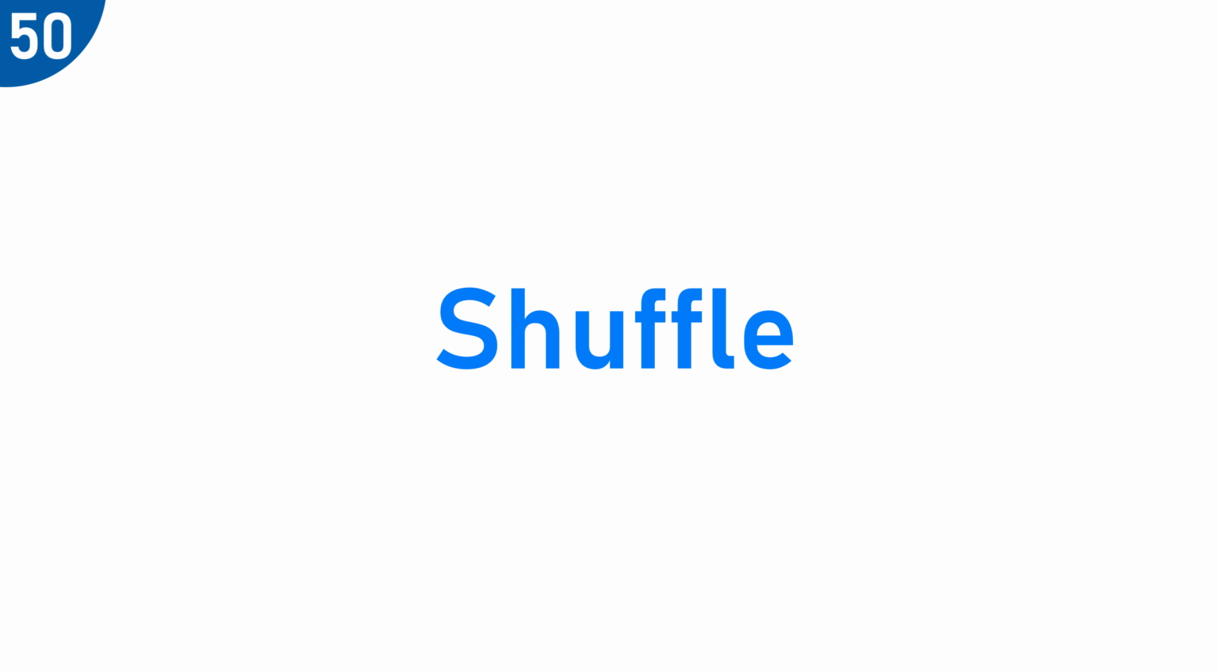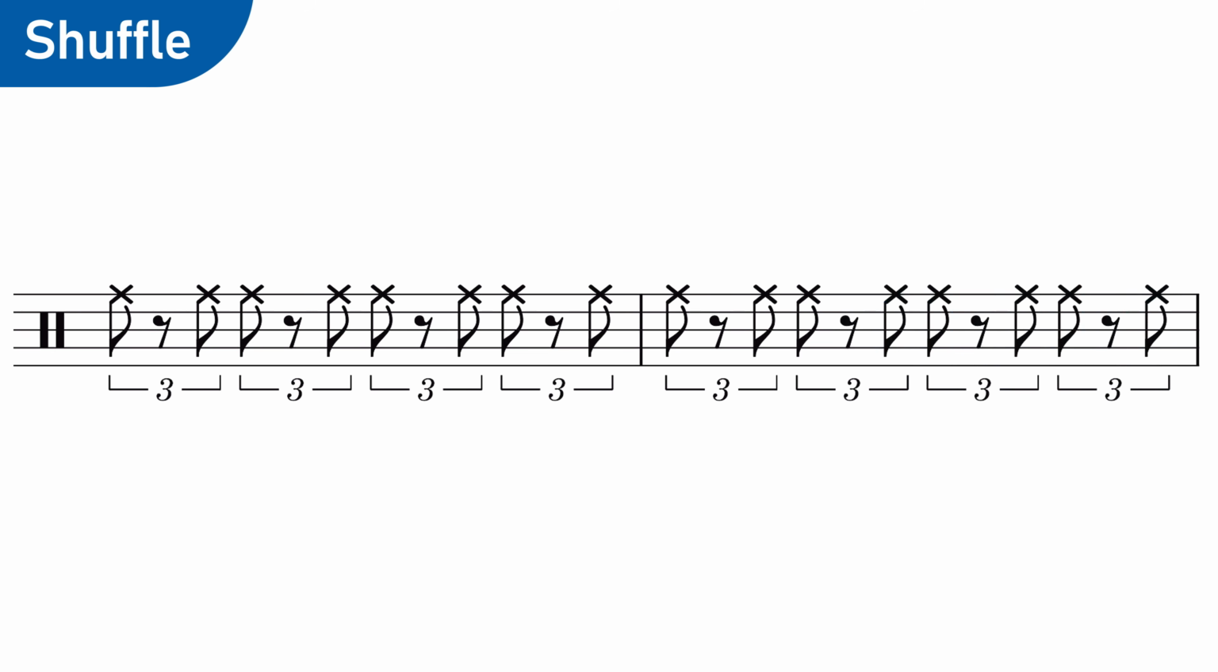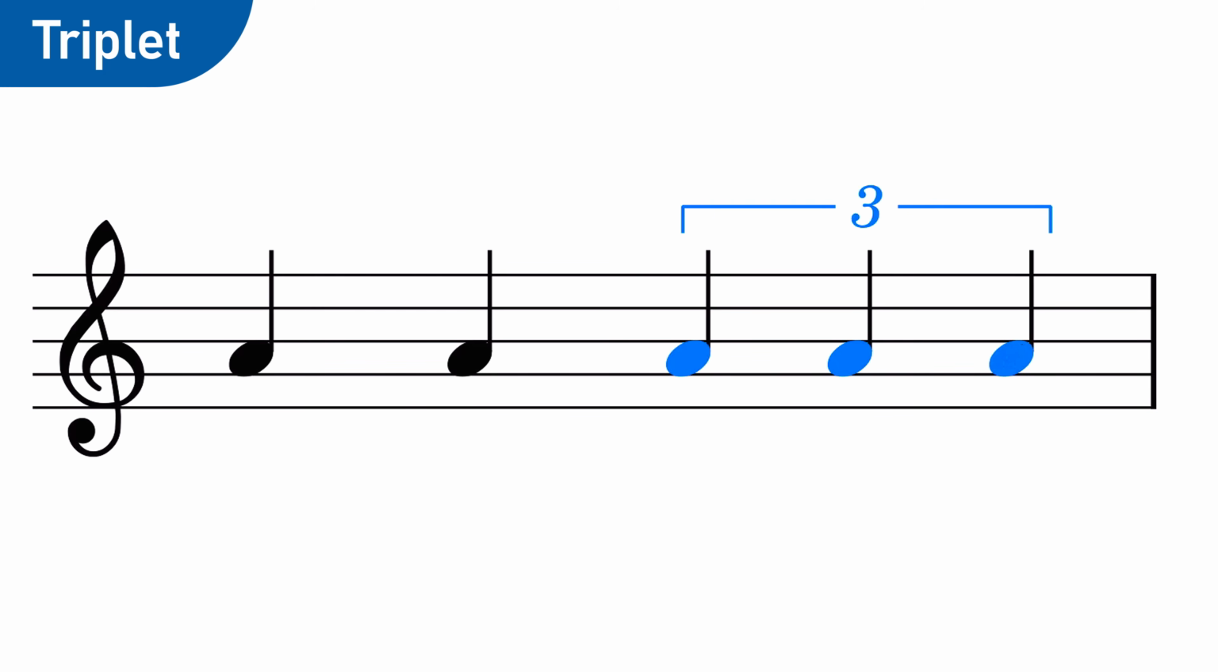A shuffle is where the eighth notes are not straight anymore, but instead they are the first and last notes of a triplet, giving us this rolling, shuffling sound. A triplet is where we have 3 notes in the space where we would usually have 2 notes. A triplet is an example of a tuplet.